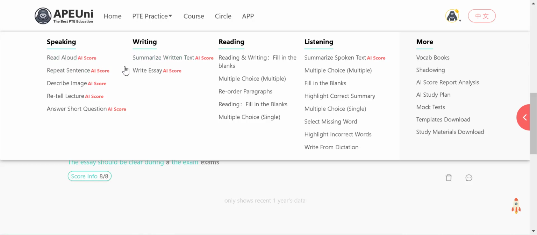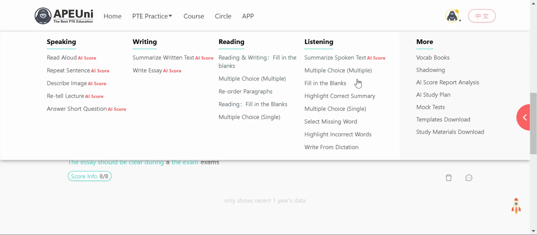In the writing section, try to be okay with this one, but don't worry about the writing section, because you get the writing points from the other ones like reading and writing, write from dictation, and also fill in the blanks. If you are doing well in those ones, you don't have to be much worried about the writing. And in the reading section, you get to practice reading and writing fill in the blank, and I would say reading fill in the blank. These two are the most important ones.